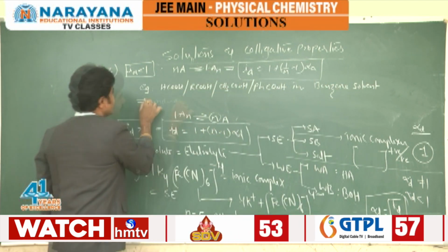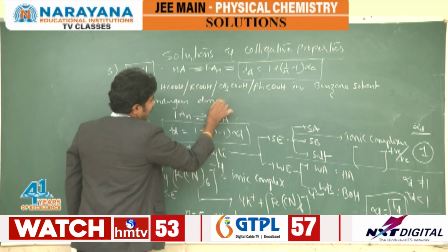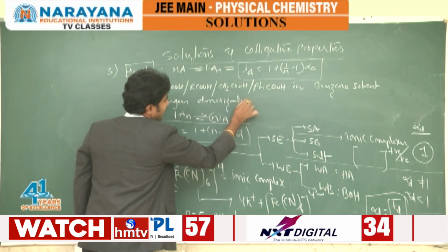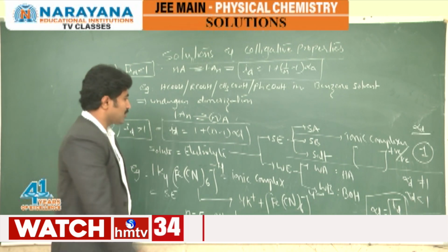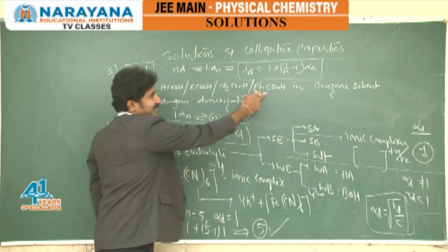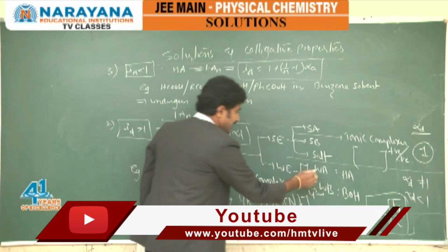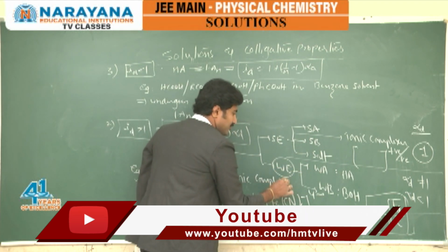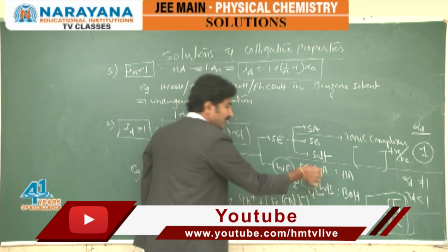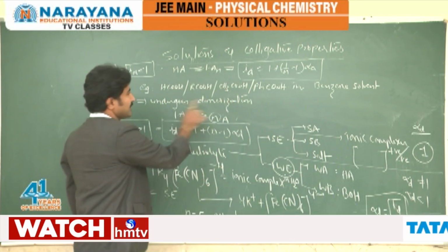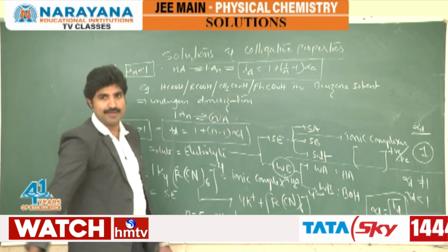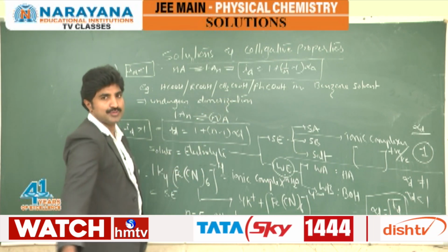It undergoes dimerization. This undergoes dimerization because of intermolecular hydrogen bonding. So look at this example. These are the weak acids, no doubt. Weak acid in water solvent: a weak electrolyte in water undergoes dissociation, whereas a weak electrolyte, a weak acid, in a benzene solvent undergoes dimerization. This is nothing but association.